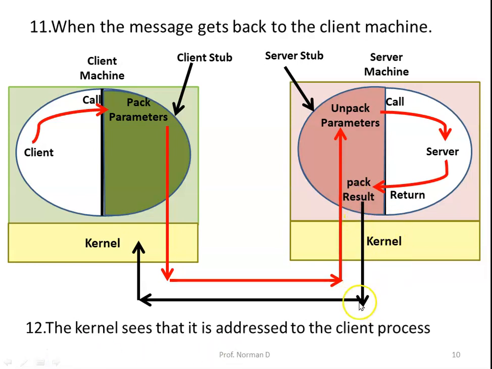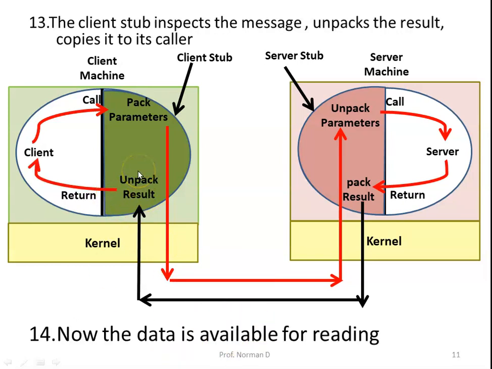Now, when this result reaches back to the client machine, the kernel of the client machine sees that it is addressed to this client process. So, it receives this particular message, and since it was packed by the server, the client stub has to unpack the result. It will unpack the result, and now the data is available to the client for the reading purpose. So, this is how the RPC mechanism works. We'll summarize the entire process once again.